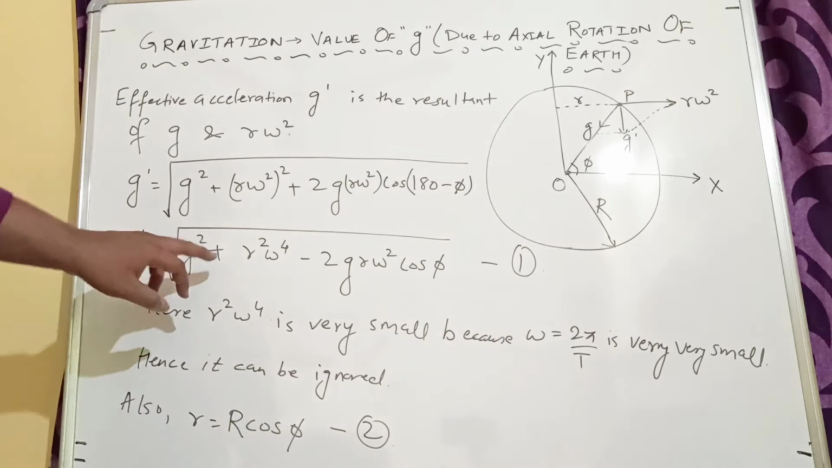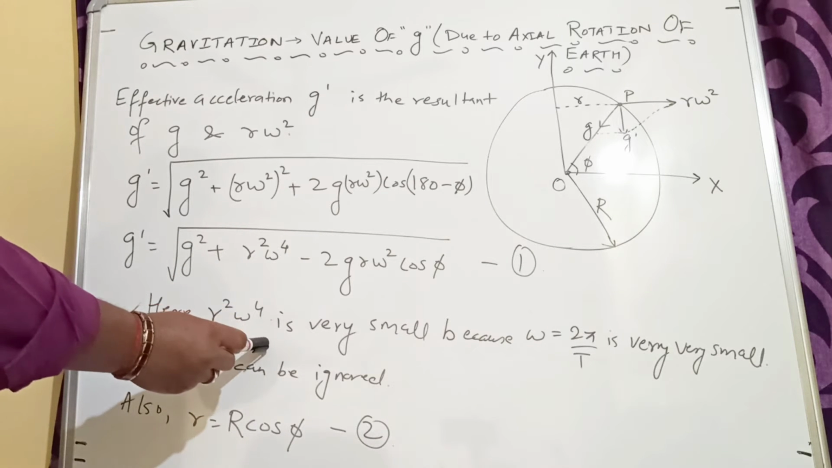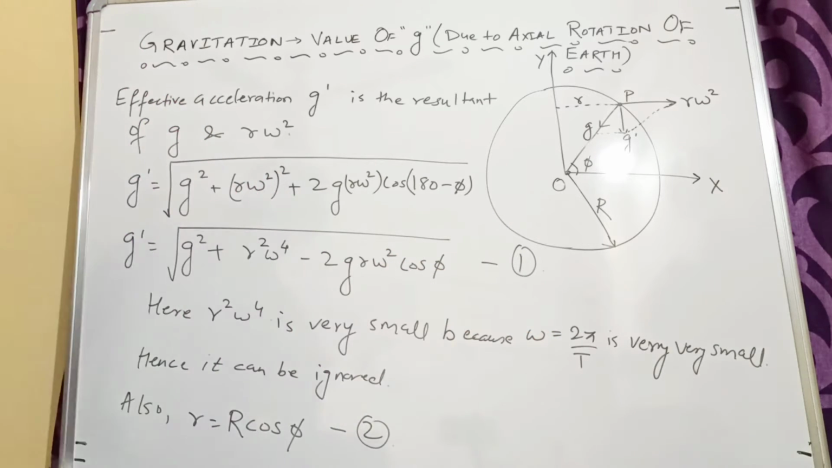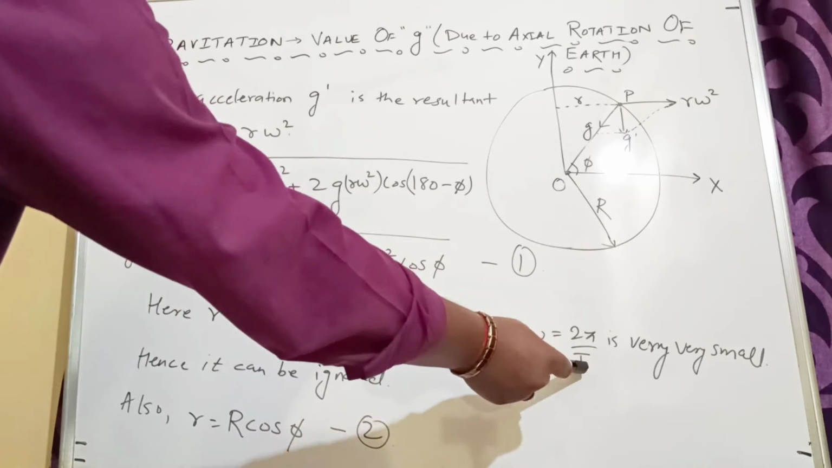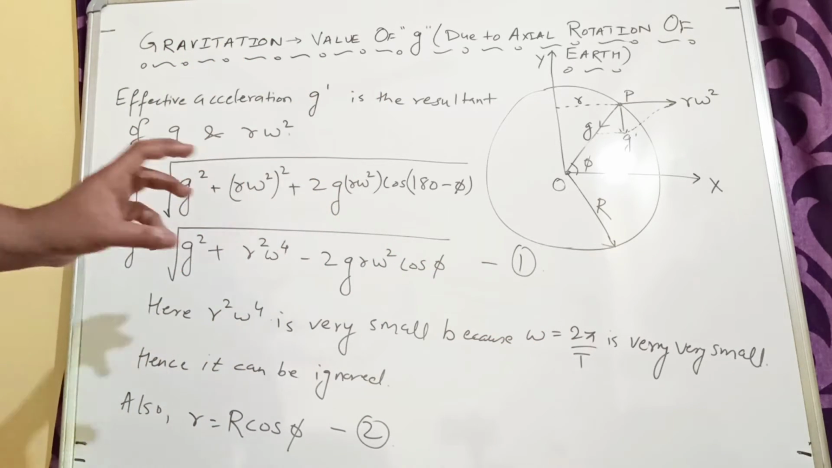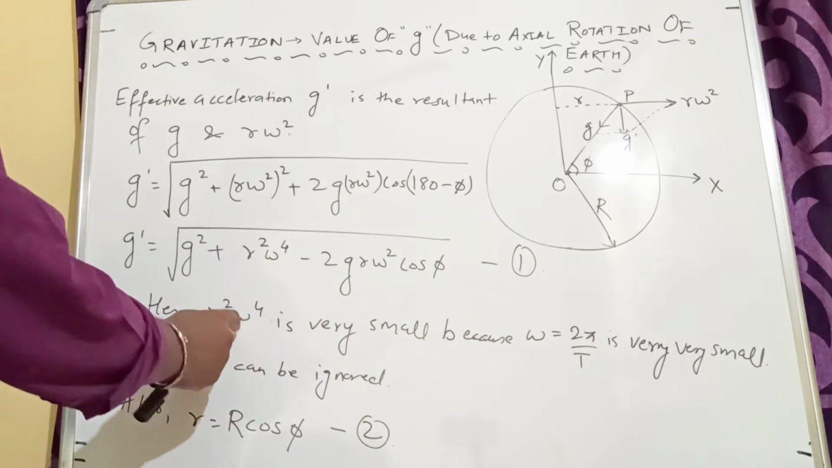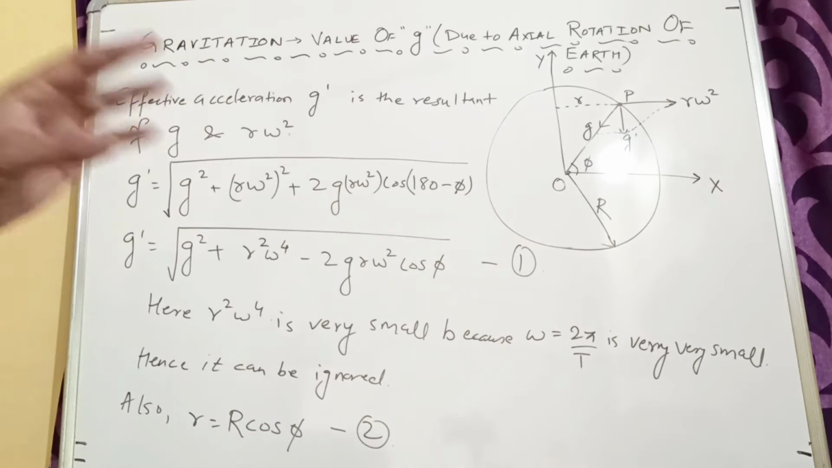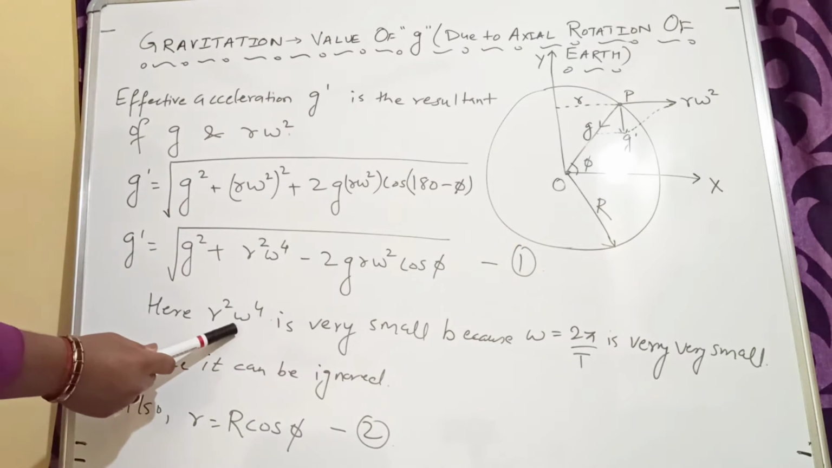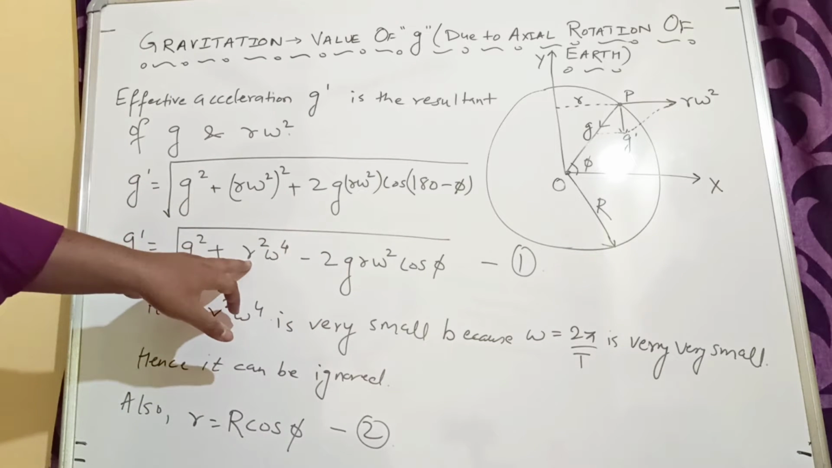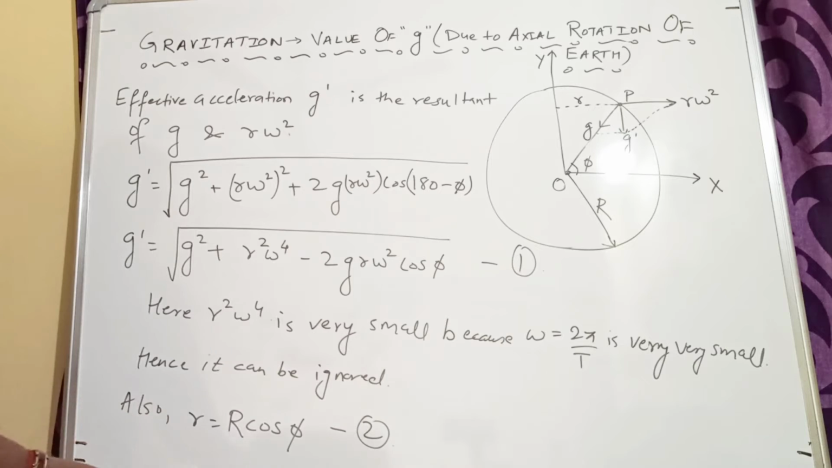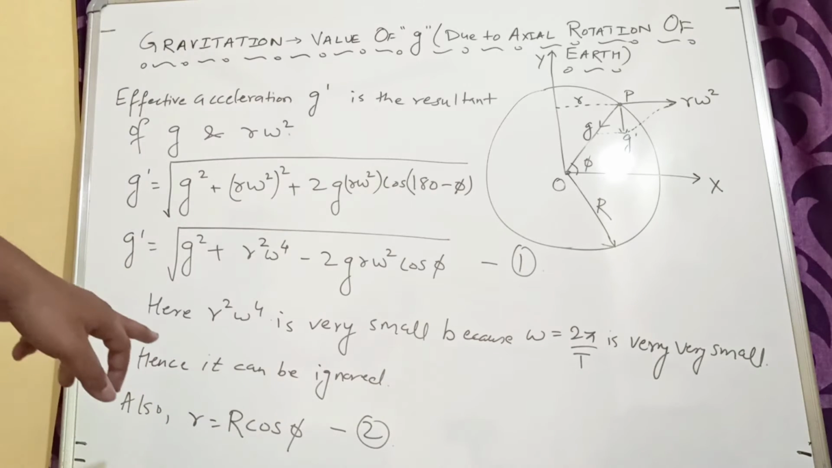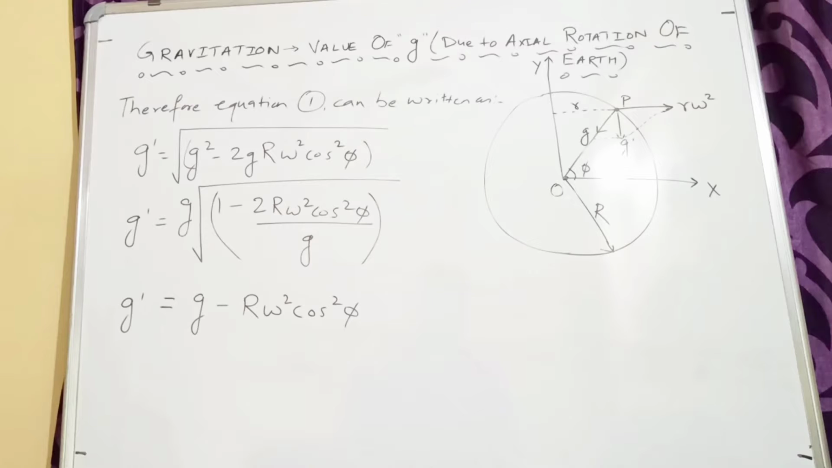Now see, in this equation, the term r square omega to the power 4 will be very small, because omega we know is 2 pi by T, and T is 24 into 3600. When we divide 2 pi by 24 into 3600, we get a very small value, and here it is omega to the power 4, so this becomes so small that we can ignore it. So we ignore this term. And this small r will be equal to R cos phi, where capital R is the radius of the Earth.